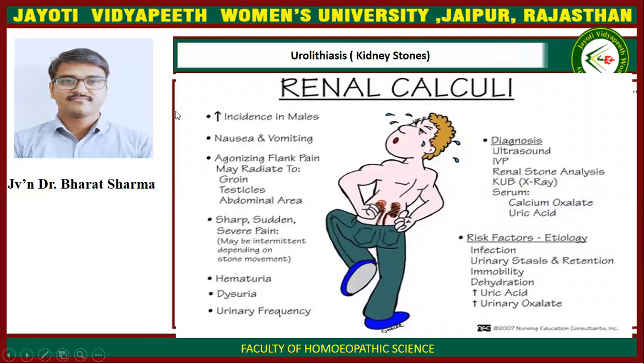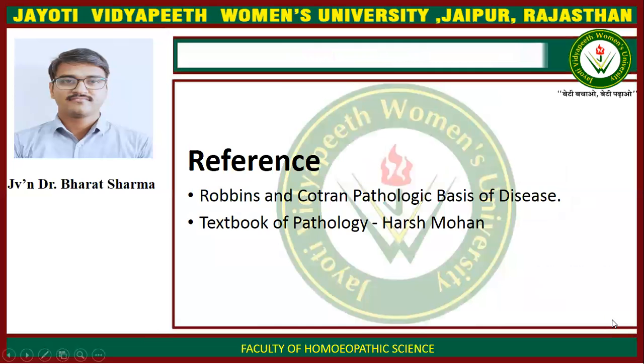Renal calculi increase incidence in male. Symptoms are nausea, vomiting, agonizing flank pain, may radiate to groin, testicles, abdominal area, sharp, sudden, severe pain, hematuria, dysuria, urinary frequency increases. Diagnosis: ultrasound, IVP, renal stone analysis, KUB X-ray, serum calcium, oxalate, uric acid. Risk factors and etiology are infection, urinary stasis and retention, immobility, dehydration, uric acid increase, and increased urinary oxalate.